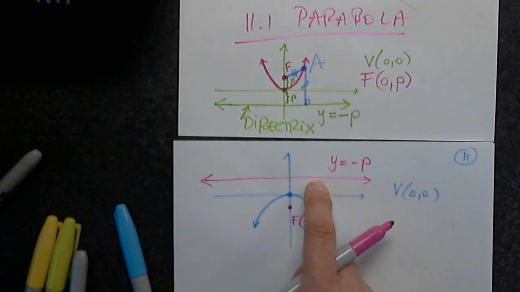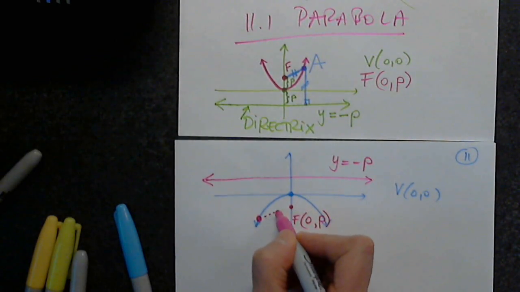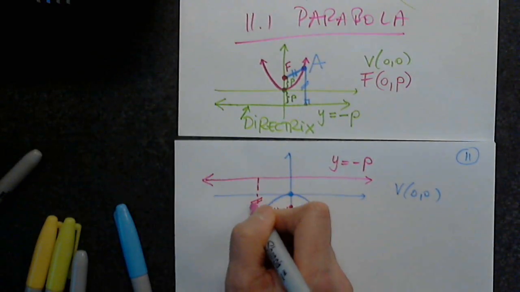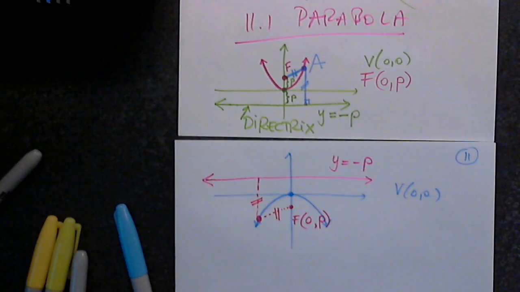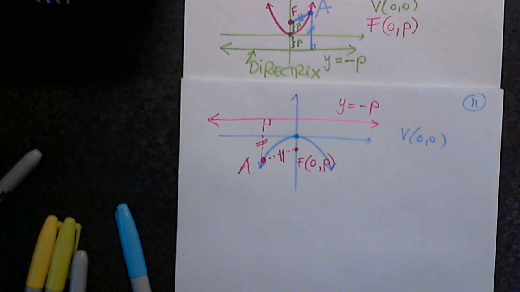So this is still the directrix. Any point on the parabola will be found at the same distance. This must equal this. So any point A on the parabola will have to satisfy that the distance between itself and F, and itself and the directrix, be the same. In these two situations, it's the regular parabola that we are looking at.